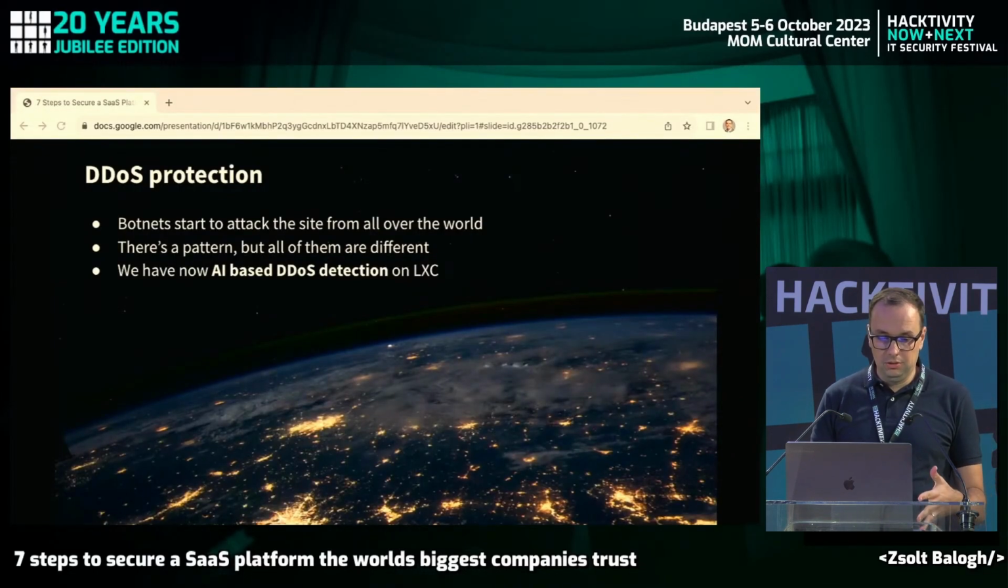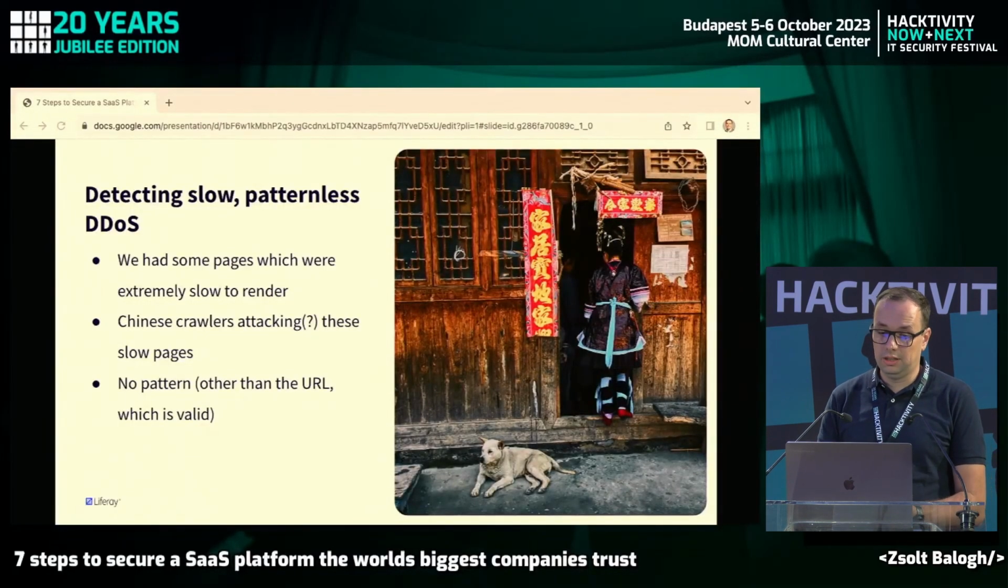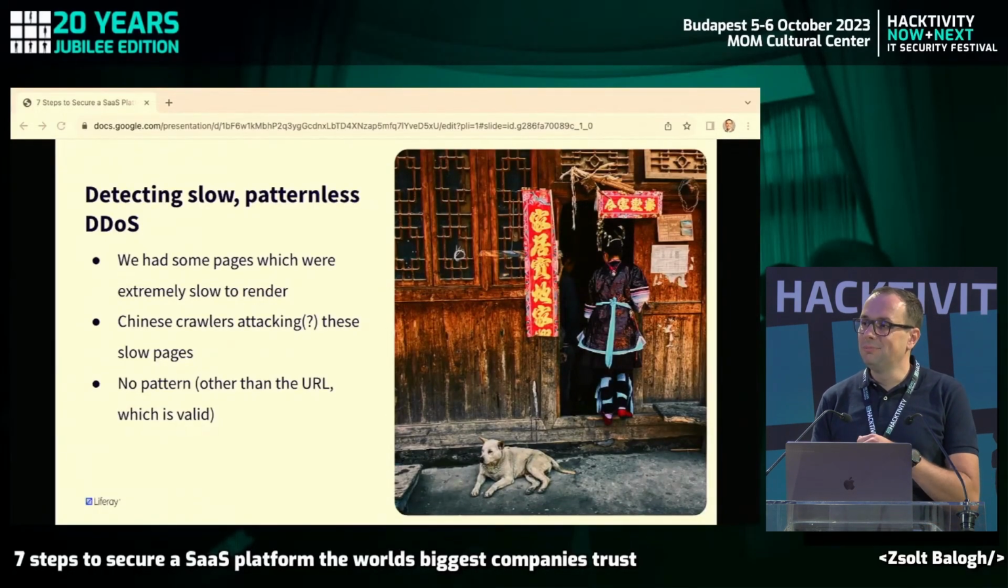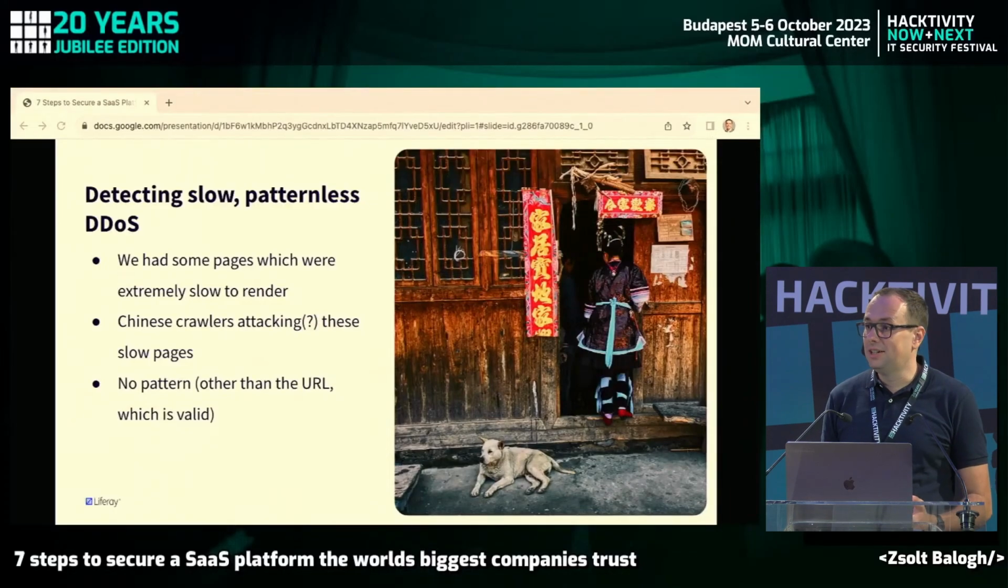Basically, we had to use AI-based DDoS detection, because otherwise we would not be able to prevent things from happening. But then it was not obvious, because this also cannot pick up things like this: we have a site, a huge company, the world's leading company in one of the industries. And then Chinese crawlers are basically attacking their pages. They figured out which are the slow pages, and they are constantly coming, and there is no pattern. There's no pattern because they are constantly changing everything, the IPs and everything. And we have threat intelligence, and none of the databases contain their IP addresses. So all of this information is really hard to process.